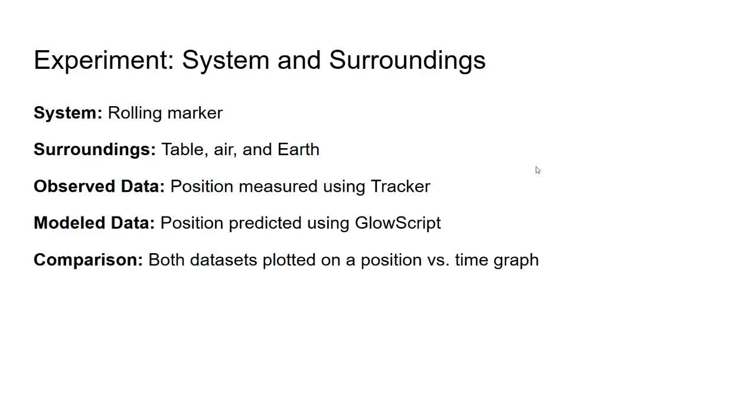Also, the system that we analyzed was the rolling marker itself, and the surroundings include the table, the air, and the earth. The earth provides the gravity, the table provides the normal force and possibly friction acting in the opposite direction of its motion, and the air may provide a small amount of air resistance. I measured position using Tracker, and I predicted the position using GlowScript by creating it with code, and then I compared both data sets on a position versus time graph.